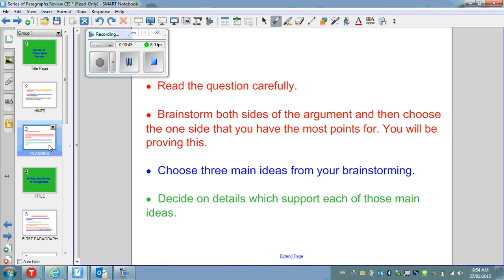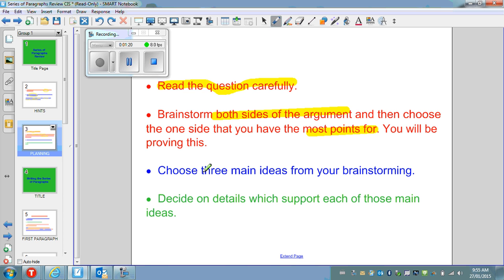It's really important that you remember to read your question carefully. Underline important words. So brainstorm both sides of the argument, and then you can choose the side that you have the most points for. That's what you're going to prove. So I'm going to repeat this. When you brainstorm, you're thinking of both sides of the argument, then you will pick the argument that will work best for you, that you have enough points for.